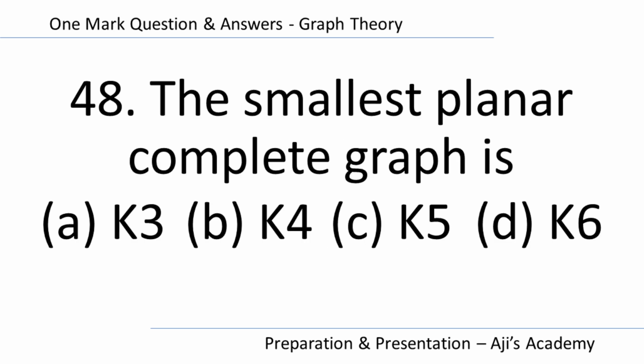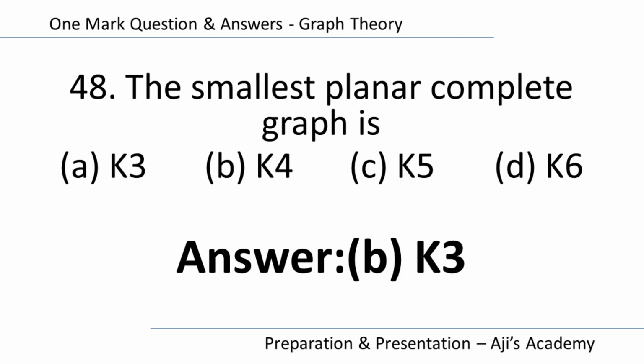Question number 48. The smallest planar complete graph is option A K3, option B K4, option C K5, option D K6. Sorry. Option A K3 is a planar graph, planar complete graph. And option B K4 is also a planar complete graph. Option C, option D are not planar. They are asking the smallest planar complete graph. So option A K3 is the correct answer because K3, K4 both are planar. They are asking the smallest. Therefore the answer is K3.